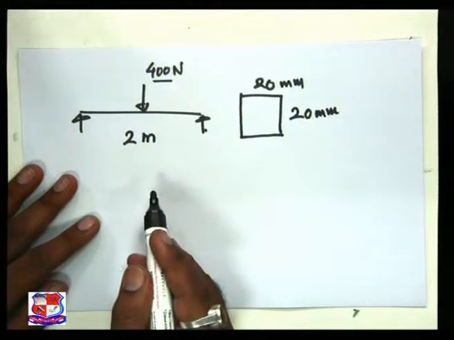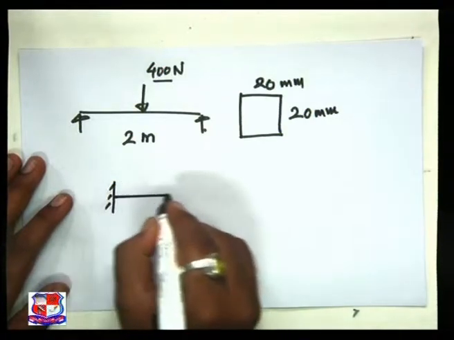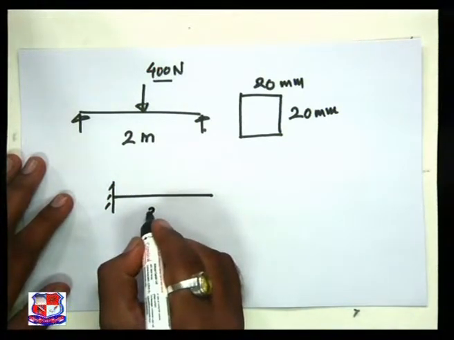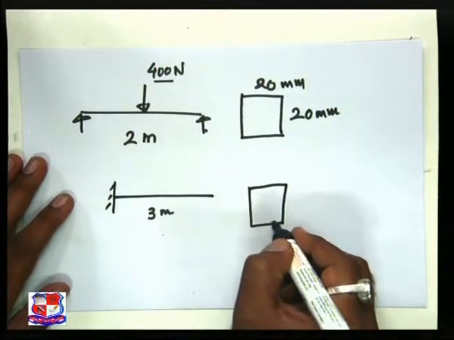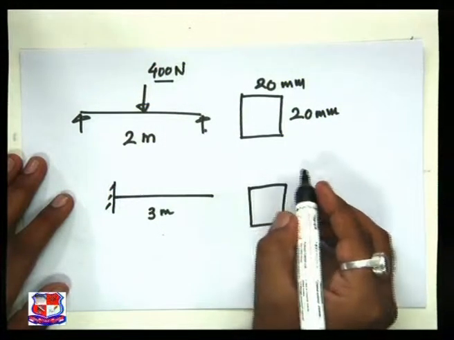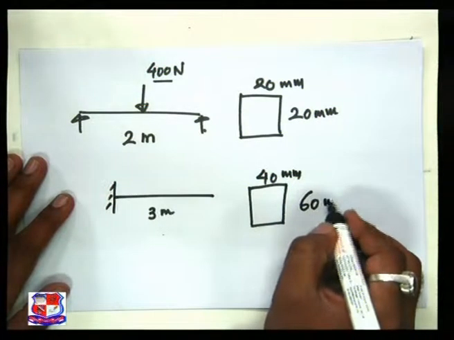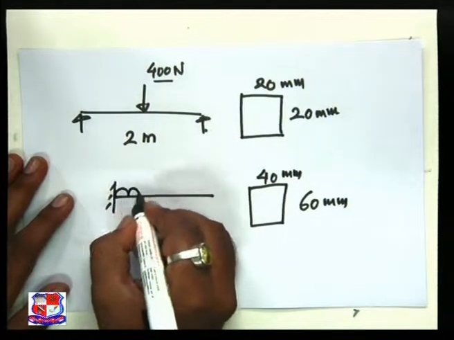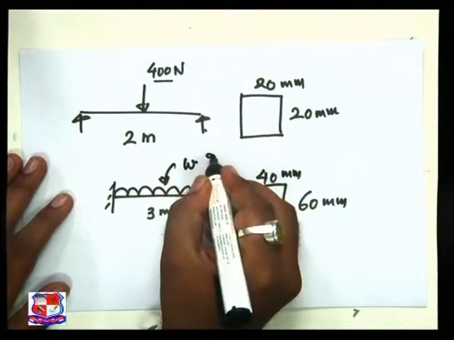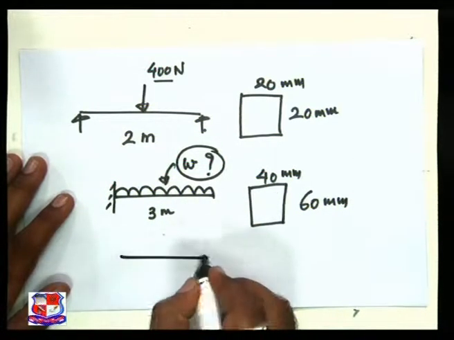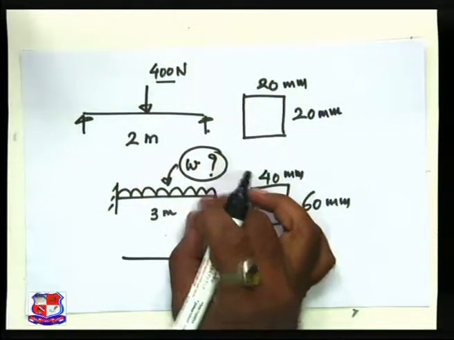Next question that has been asked is for a cantilever beam of length 3 meter, with a section given to us as 40 and 60, 40 mm wide, 60 mm deep. UDL is going on, W, at what load will it fail? So here two things will be incorporated.